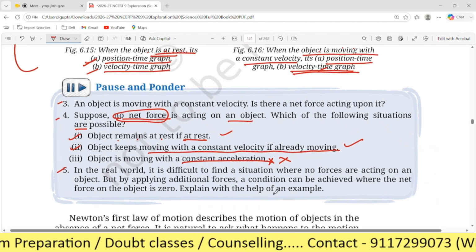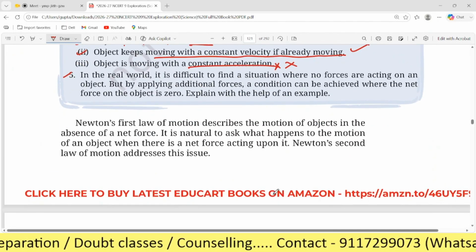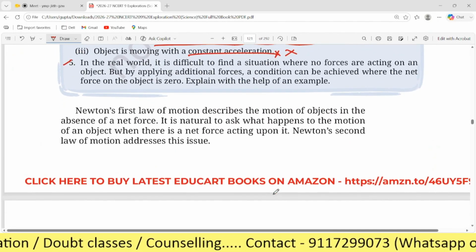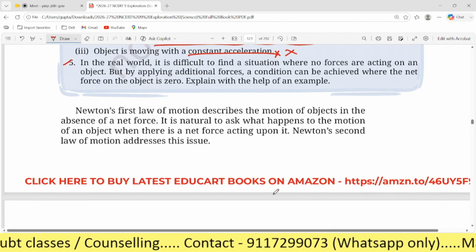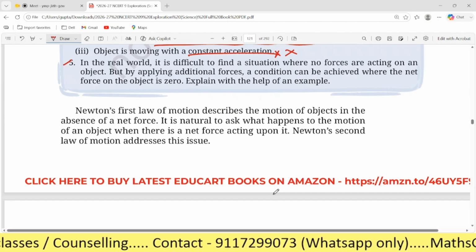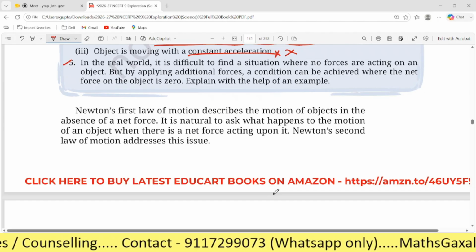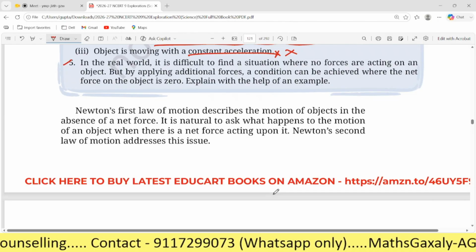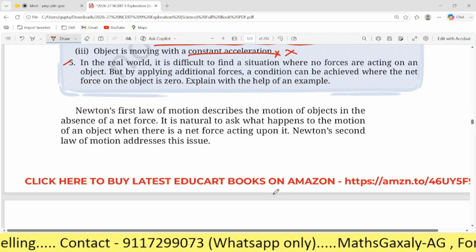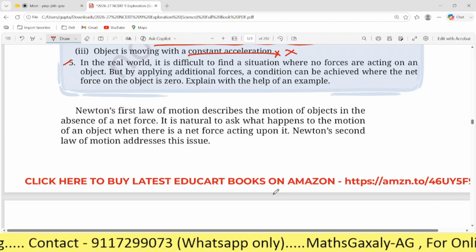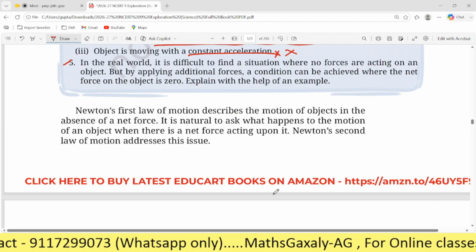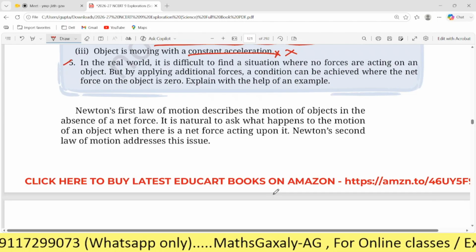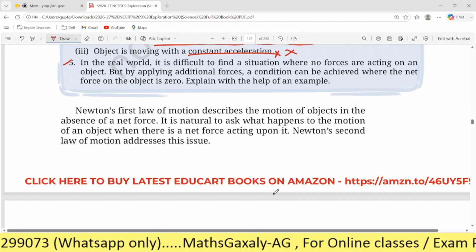Is it clear now, or any doubt? So let's see here, it said that Newton's first law of motion describes the motion of objects in the absence of a net force. It is natural to ask what happens to the motion of an object when there is a net force acting upon it. Newton's second law of motion addresses this issue.